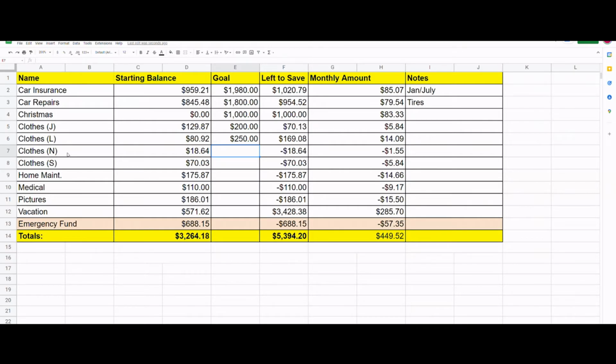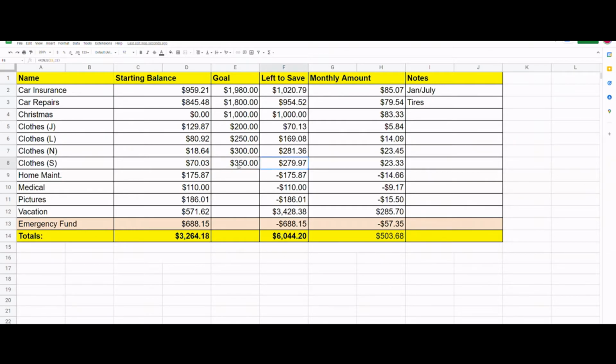Next is clothing for my husband Noah, and he gets $300. Notice he's starting at $18.64. He had to get some work boots and some new jeans and things. He also gets a little bit higher of an amount because his things cost more. I know he needs a new work coat. So anyways, his monthly amount is $23.45.